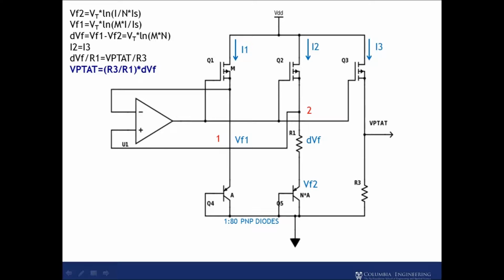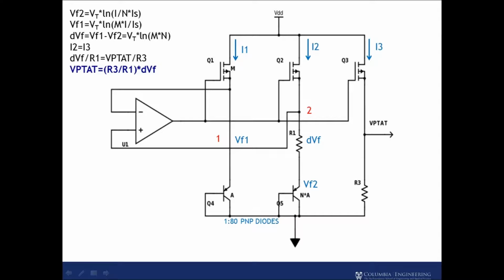Next, we're going to describe one of our critical blocks, that is the PTAT circuit. As you can see in the figure, this is the error amplifier, and here it maintains equal voltage at node 1 and node 2. Here the current I1 is M times that of current I2, as the transistors at the top are current mirrors of each other.